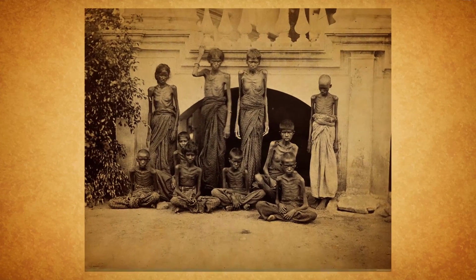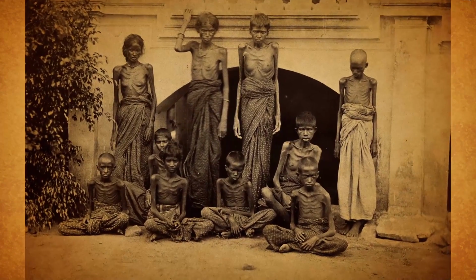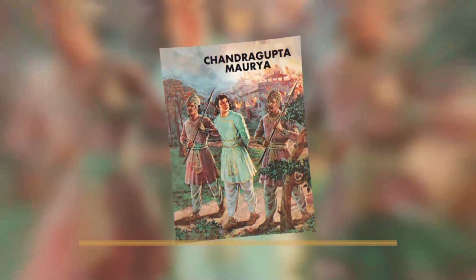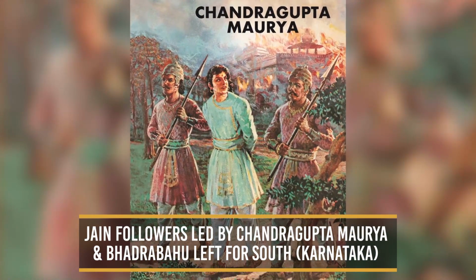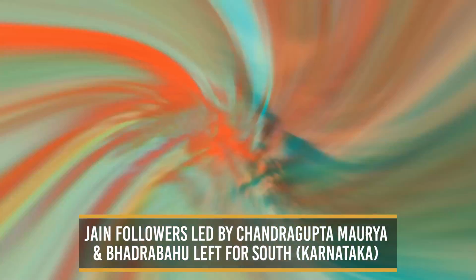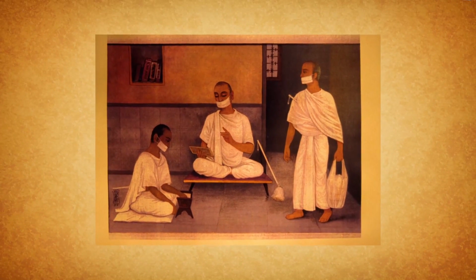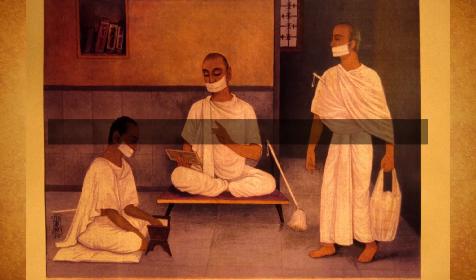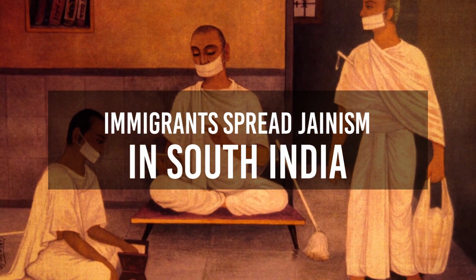200 years after the death of Mahavira, there was a serious famine in the Ganga Valley. Many Jain followers led by Chandragupta Maurya and Bhadrabahu left for the south, which is in present-day Karnataka, and the rest of them stayed back under the leadership of Sthulabhadra. Immigrants spread Jainism in South India.